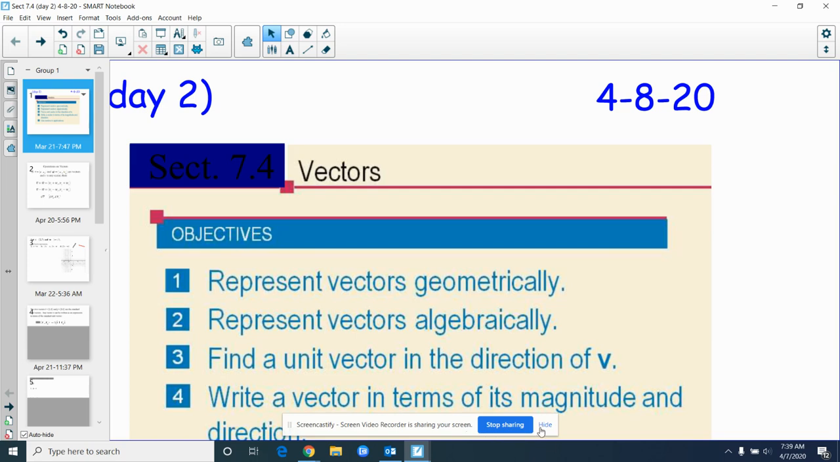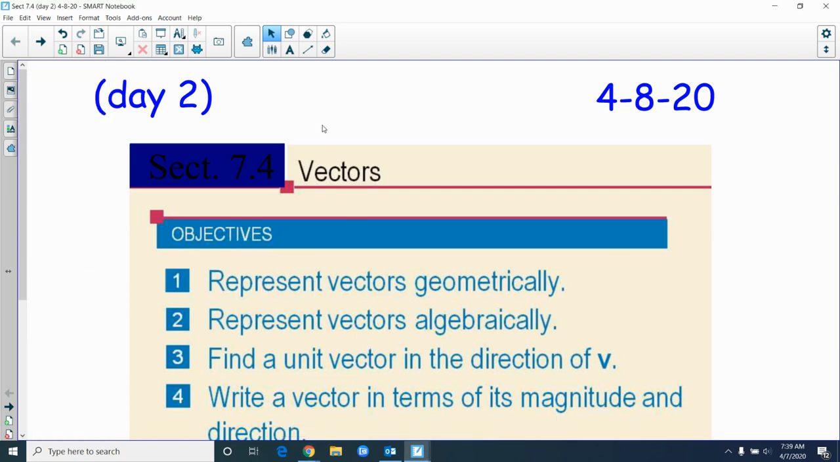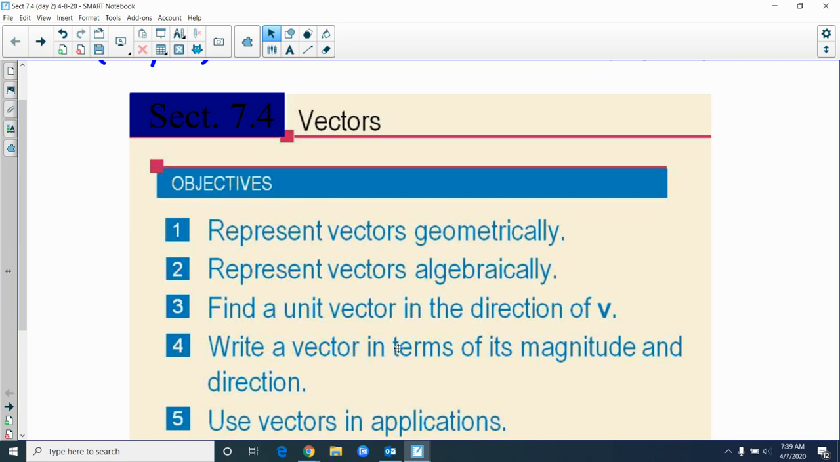We are back to day two of vectors. We'll get into dealing with the vectors algebraically. We talked geometrically about how to add those, and then algebraically about how to represent them. So we're going to get into some of the operations algebraically as well, and some different ways to name them, in terms of magnitude and direction. We will also show you what's called the IJ method.